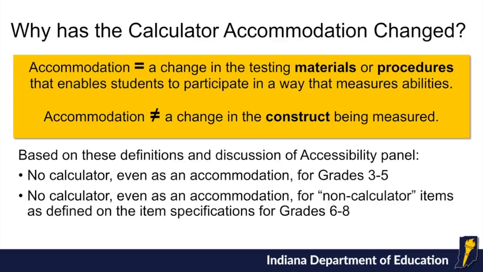Students could then potentially receive data saying that they are able to multiply when, in reality, they are not. This is a validity concern for our assessment. For this reason, no student, including students with IEPs and Section 504 plans, may use a calculator on certain non-calculator items. Because grades 3 through 5 highly emphasize computation and number sense as those foundational mathematics skills, no calculator is allowed for these grade levels, even as an accommodation.